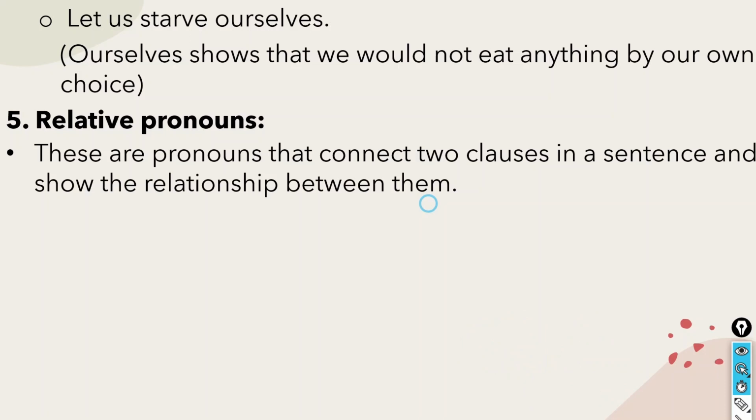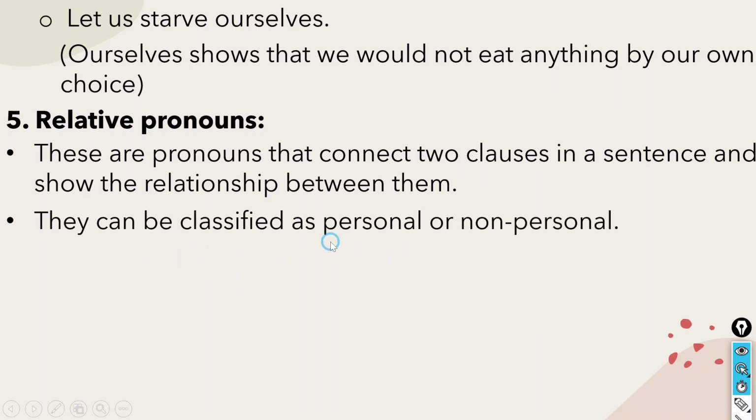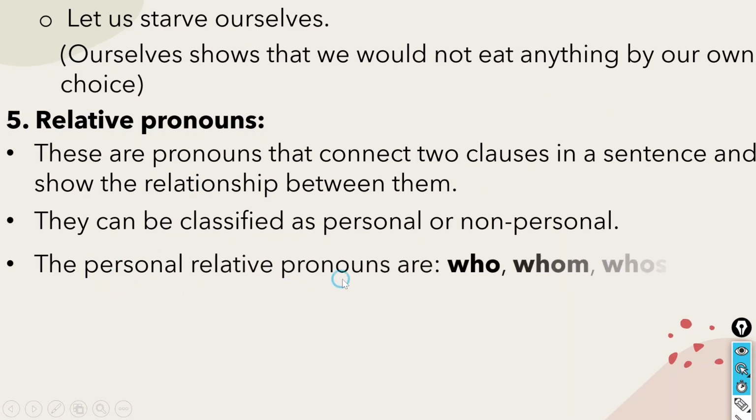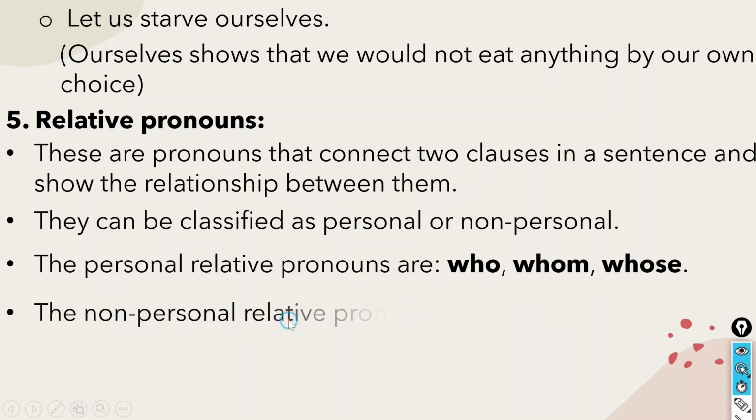Like this other part is related to the other part. So you'll understand soon. So they can be classified as personal or non-personal. So the relative pronouns can be classified as either personal or non-personal. The personal relative pronouns are who, whom, whose. Then the non-personal relative pronouns are which, that. So who, whom, whose, these are the examples of relative pronouns under personal relative pronouns.